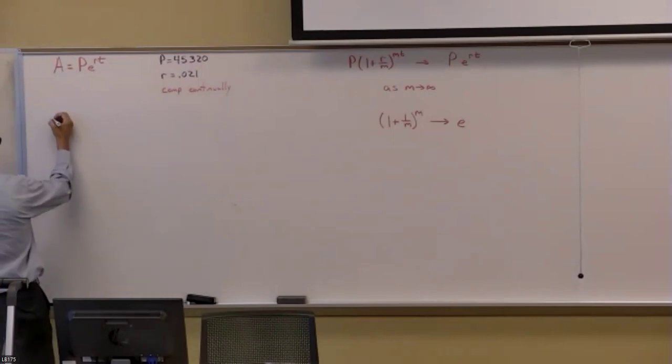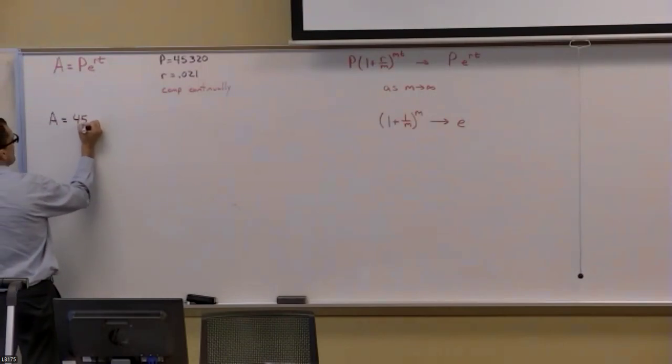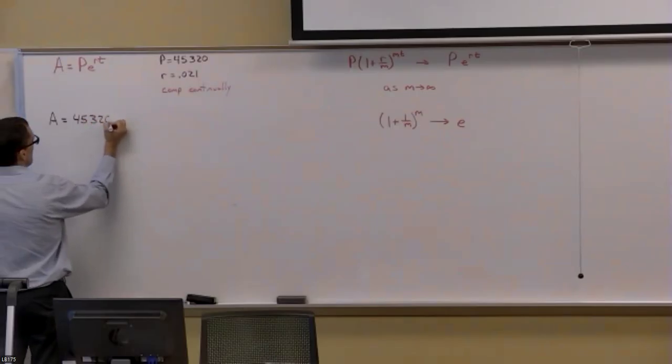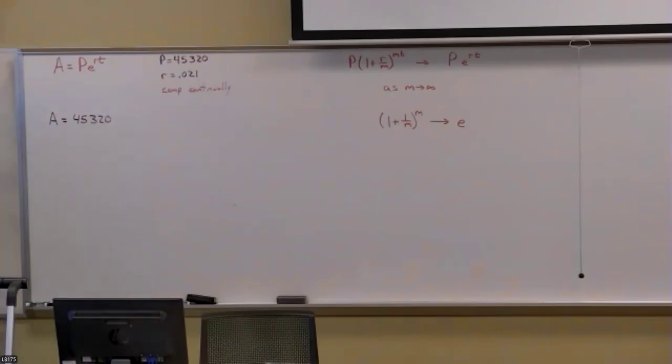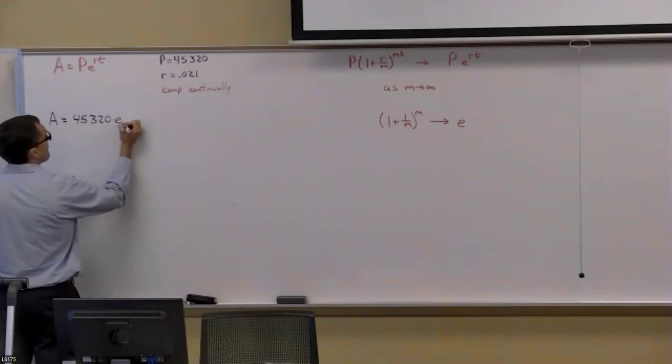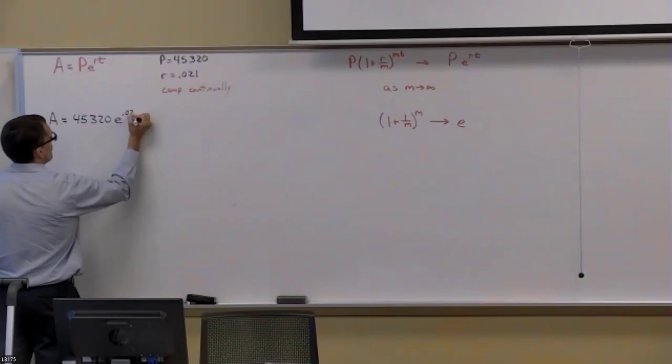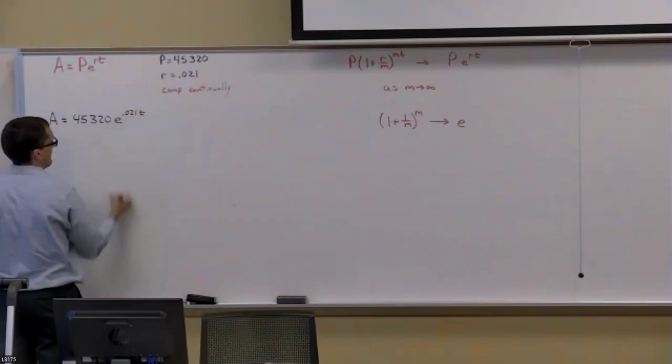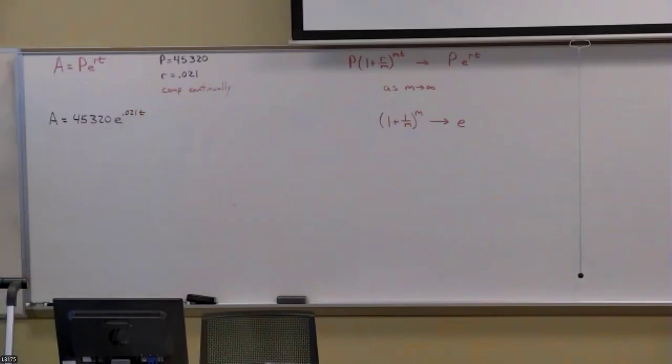All right, so the equation here is A equals 45,320. That's your starting amount of people in the city, times e to the 0.021 times t. The rate is a 2.1% growth rate.